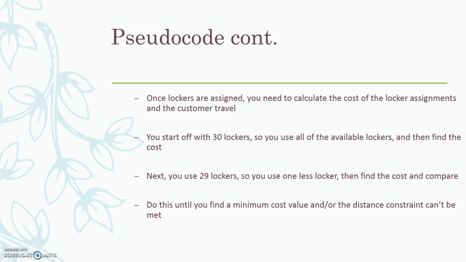And then once the lockers are assigned, you need to calculate the cost of the locker assignments and the customer travel. So you start off with 30 lockers, so you use all of the available lockers and then find the cost. Next, you use 29 lockers, so you use one less, then find the cost and compare. You do this until you find a minimum cost value or the distance constraint can no longer be met.